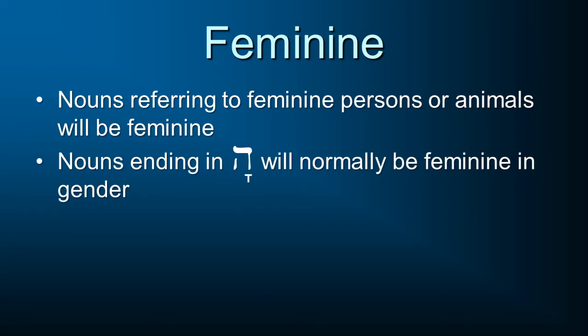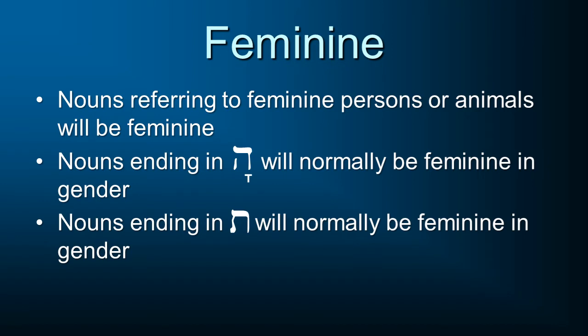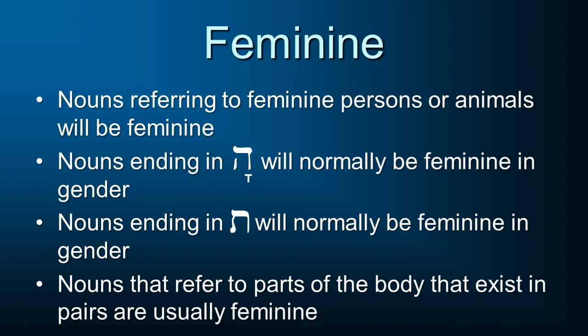And then the nouns ending with a kametz hey ending, just like Torah was one of those, will normally be feminine in gender. That doesn't mean that the thing is feminine, it just means the word is feminine. And then nouns ending with a tav will also normally be feminine in gender. These are ways to pick out the feminine: the kametz hey, the tav, and those things which naturally speaking, girls, women, things like that, are normally going to be feminine. Also, nouns that refer to parts of the body that exist in pairs, remember we said the dual, those are usually feminine as well.